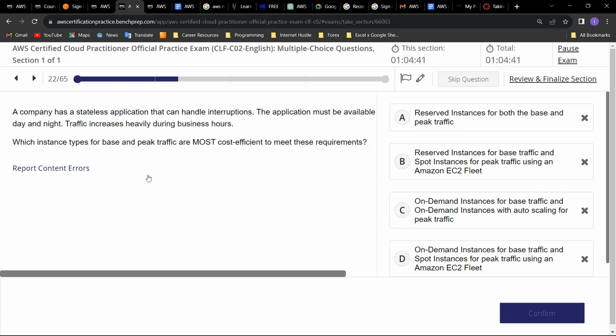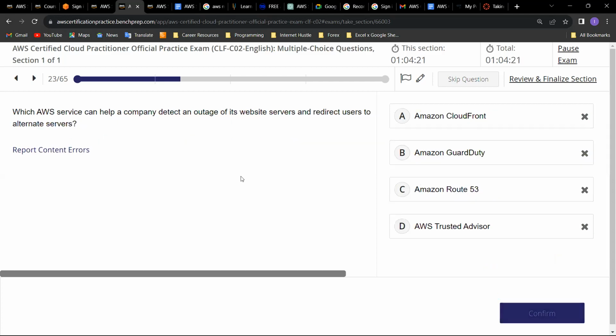Answers. Who says B? Okay. Which AWS service can help a company detect an outage of its website service and redirect users to alternate service?